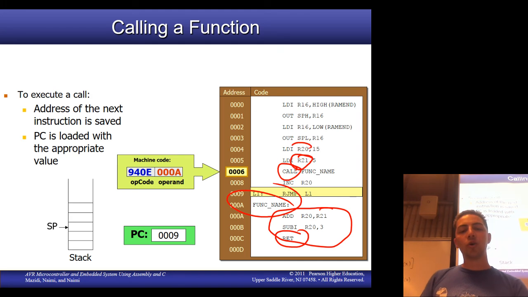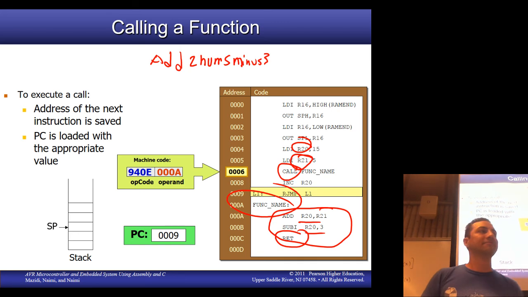That's what's happening here. We load up R20 and R21. This adds R20 and R21 together and then subtracts 3. So this function might be called add 2 nums, this is a very long name, minus 3. That's what it does. It adds 2 numbers and then subtracts 3. It's a mathematical function. But it assumes that the 2 numbers you want to add are in R20 and R21. It also assumes that when it's done, the result is going to be in R20.